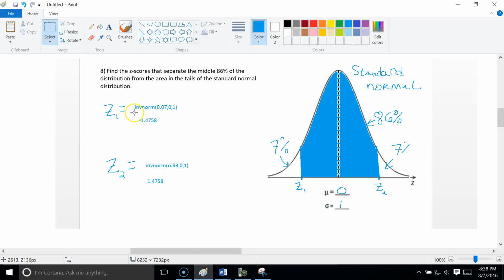Okay, so those are the results that are right in here. Let's put them there. This number is the one that goes right in here, from negative, let's put it underneath it, negative 1.4758. And this value is the one that goes there. So between negative 1.4758 and positive 1.4758, those are the two z values that trap the middle 86% of the standard normal distribution function. Okay, moving on. Okay, number 9.